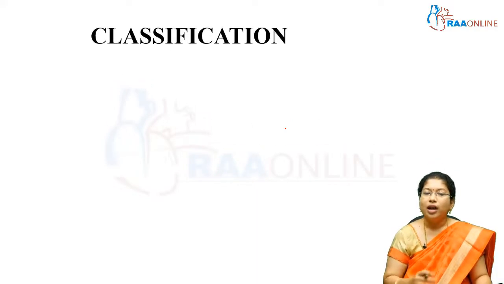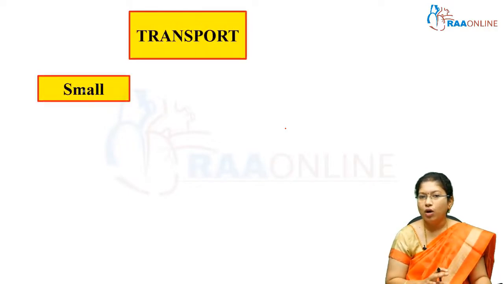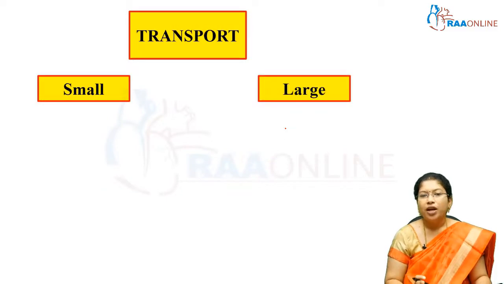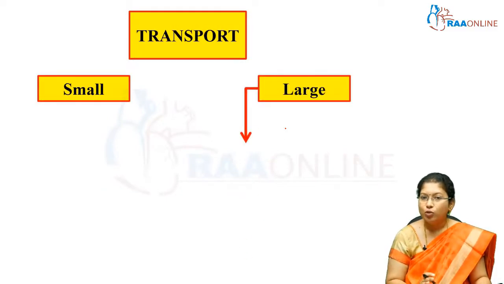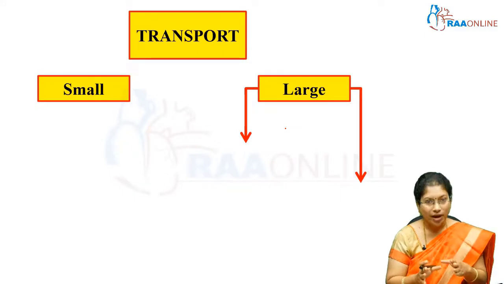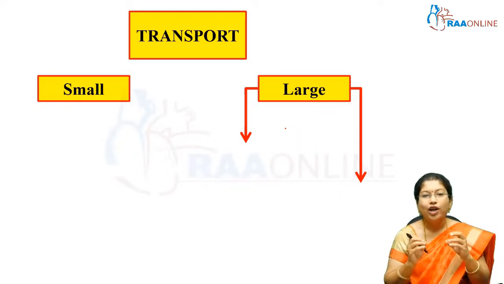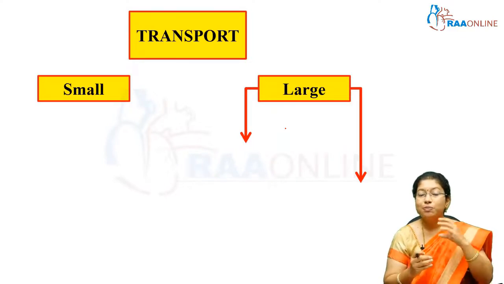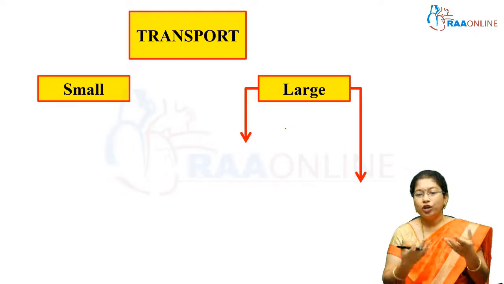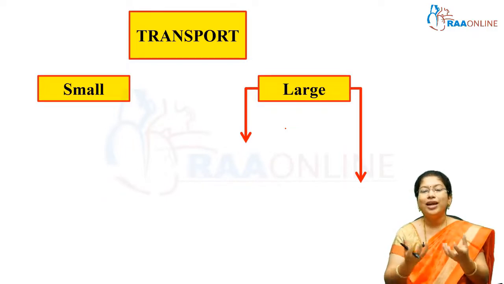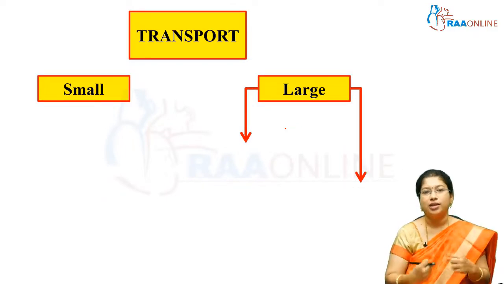Next, coming to the classification of the membrane transport. The transport mechanism carries either small molecules or large molecules. If it carries the large molecules, this is done by two mechanisms. One is by exocytosis and another one is by endocytosis. Exocytosis means it is going to expel the materials outside. Endocytosis means it is going to get the substances inside.